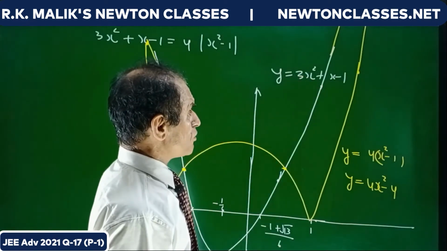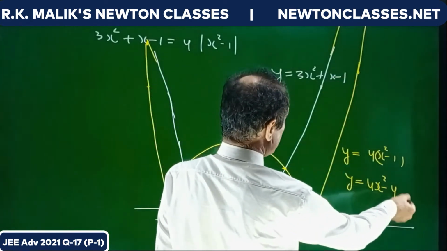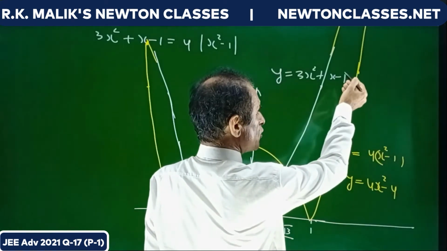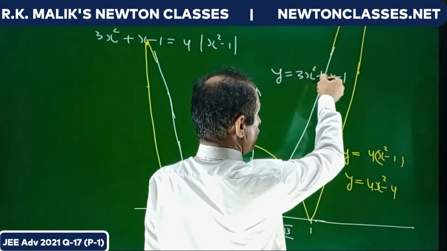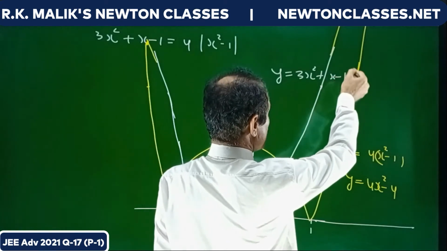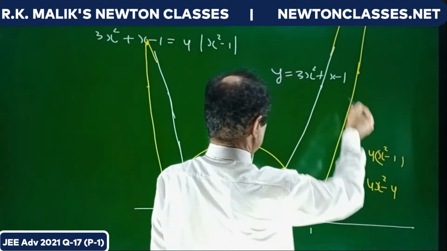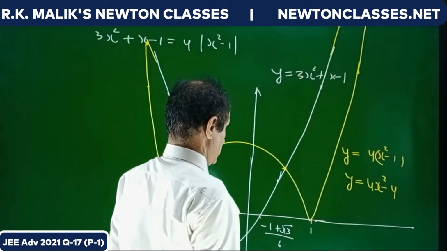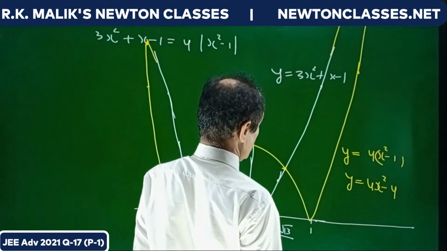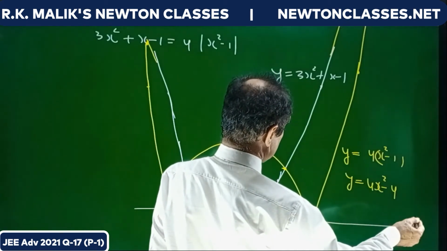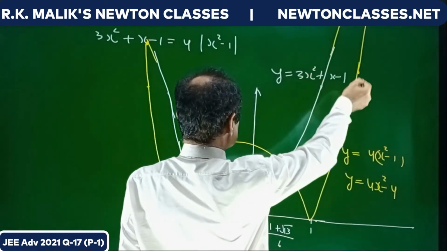For very large values of x, it is clear that these numbers 4 and x minus 1 will lose their importance. Because of being x square, the importance of 3x square will be much more than x minus 1. And here the main important part will be 4x square, and here the main important part will be 3x square. Therefore, as x increases, at some point the value of this will surely be more than the value of this.